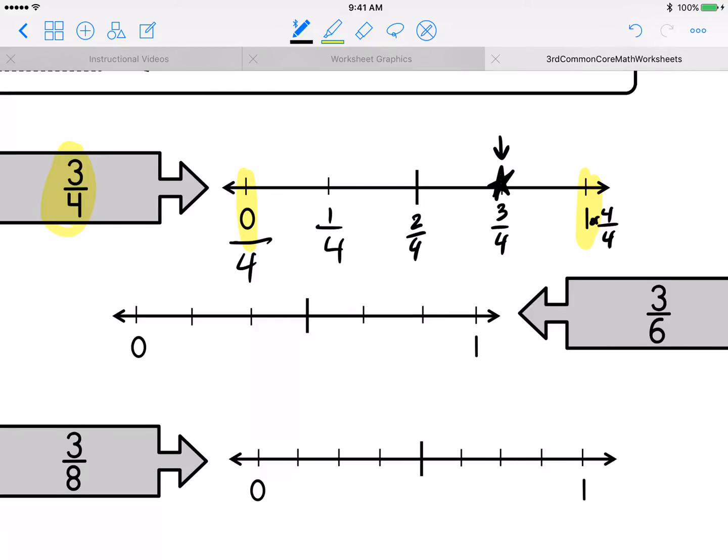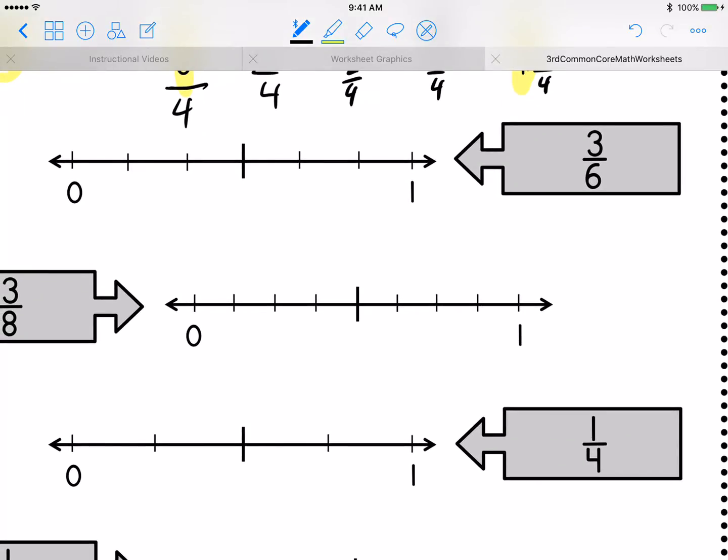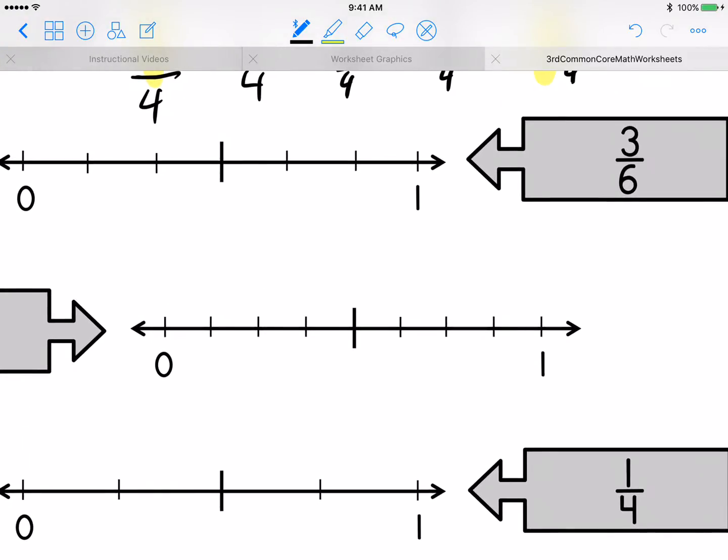Let me do another one. This next one says mark 3/6 on your number line. 3/6. I'm going to note my 1 and my 0, my ends. I'm going to label my sixths because I want sixths: 0/6, 1/6, 2/6, 3/6, which is equivalent to 1/2 because we can see it splits the number line right in the middle. 4/6, 5/6, 1 whole, or 6/6.